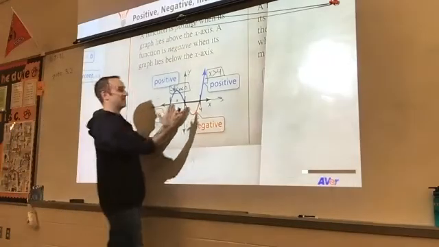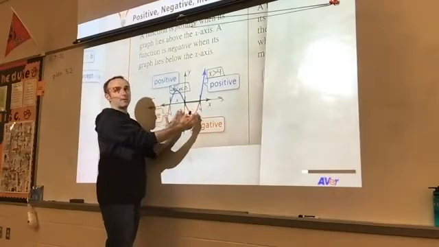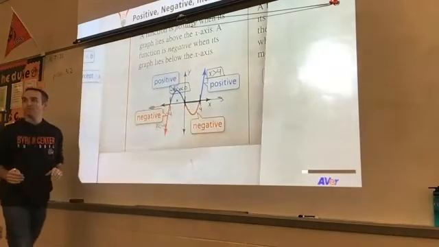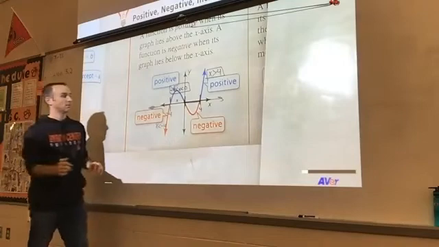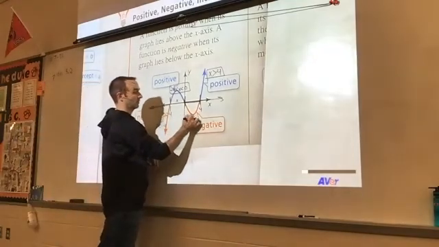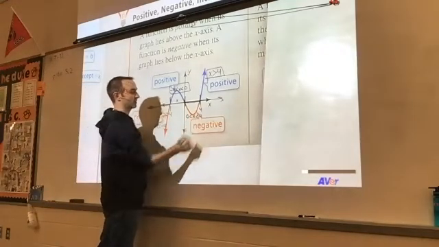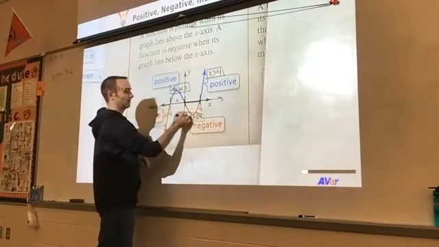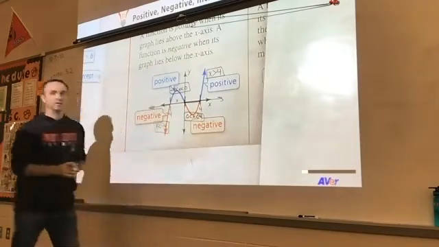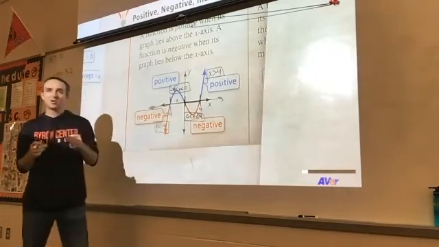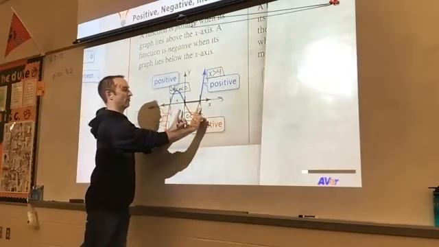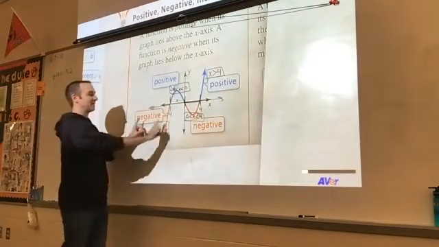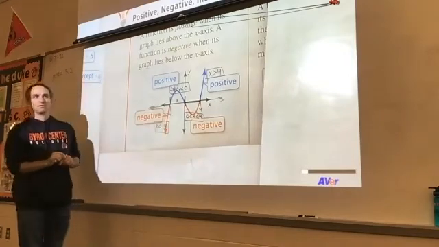Okay, what about this section of the graph right here? How do I represent that one? Lord? Perfect. That's it right there. These are when it's going to be negative. Okay, my Y value is going to be negative when X is between 0 and 4.